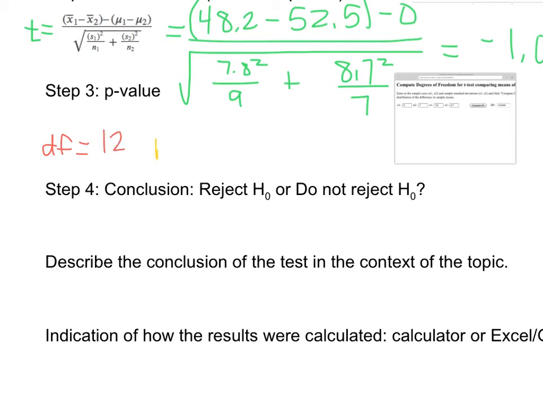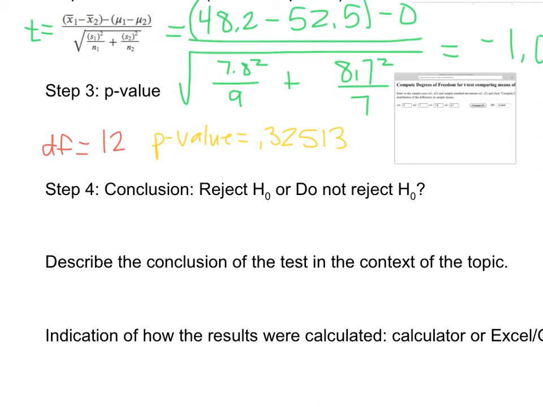Now we will use the online calculator to find the p-value, plug in the test statistic, that degrees of freedom, select that it's a two-tailed test, and that's going to give us a p-value of 0.32513.